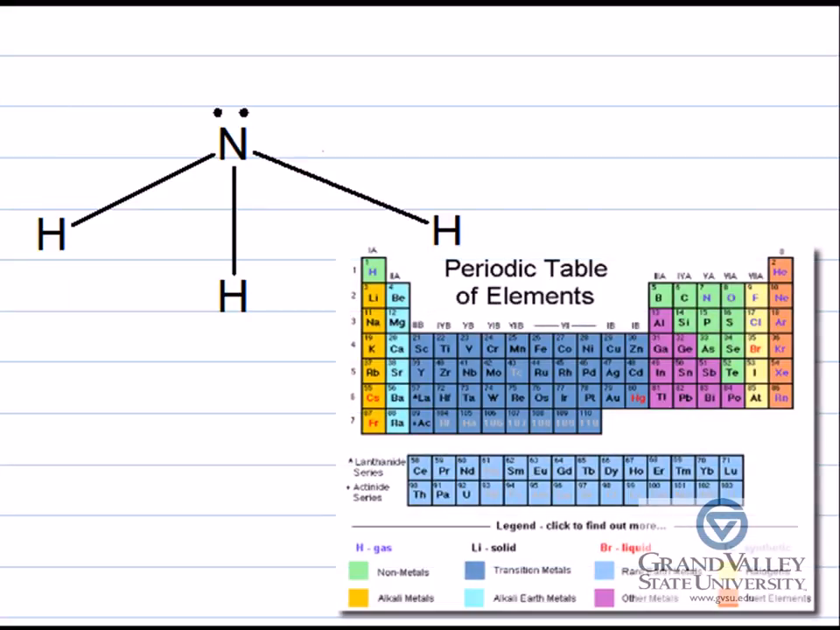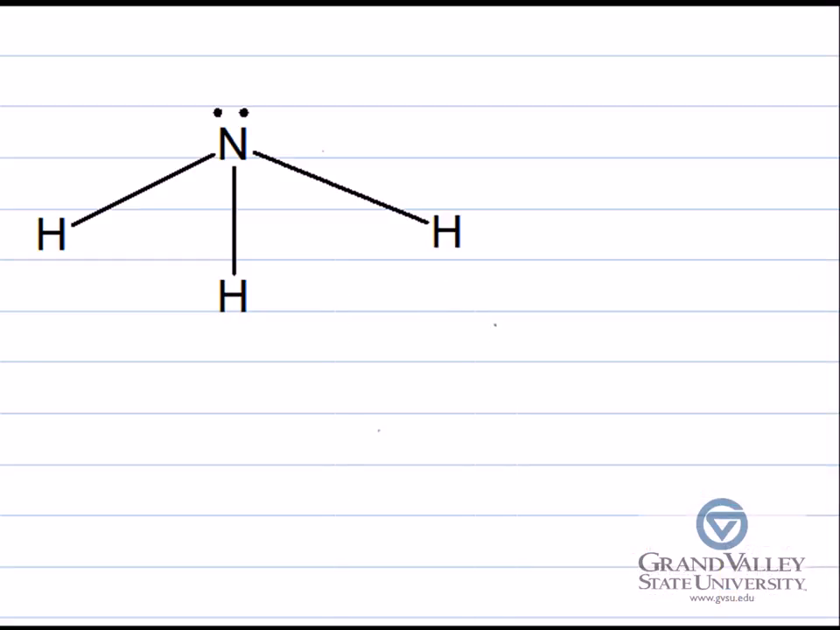The periodic table shows us that nitrogen has 5 valence electrons. From the Lewis dot structure, we can see nitrogen has a lone pair of electrons, both of which are assigned to the nitrogen. The nitrogen also has 3 covalent bonds with hydrogen, and 1 electron from each of those bonds is assigned to nitrogen.